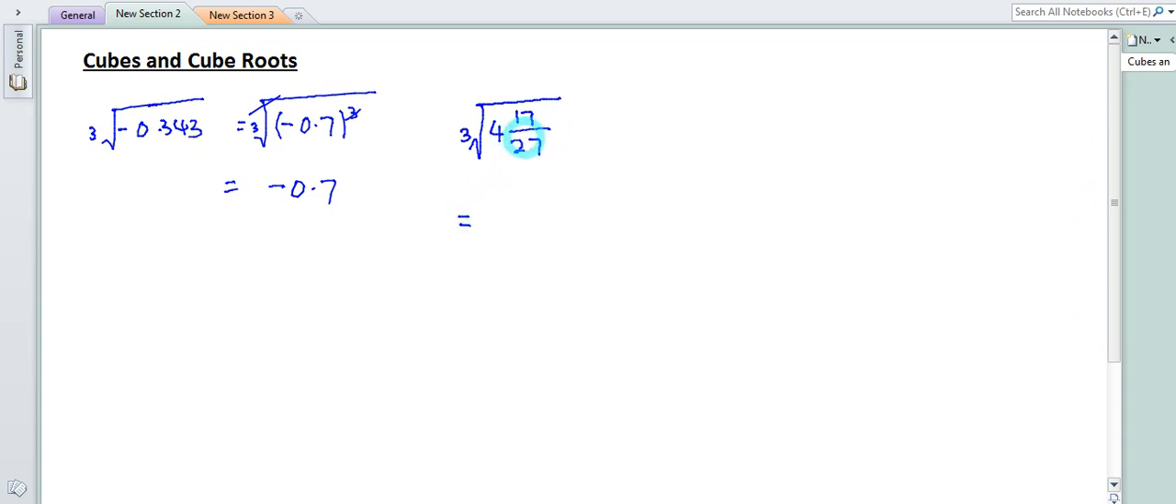Okay, so when you see a mixed number and you want to find the cube root, if you use a calculator, no problem, you can just key it in. Inside the calculator, you cube root it, you get the answer. But if you want to do it manually, the first thing is to convert this mixed number into an improper fraction. Okay, let me convert first.